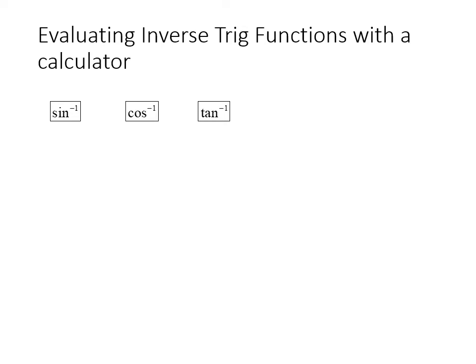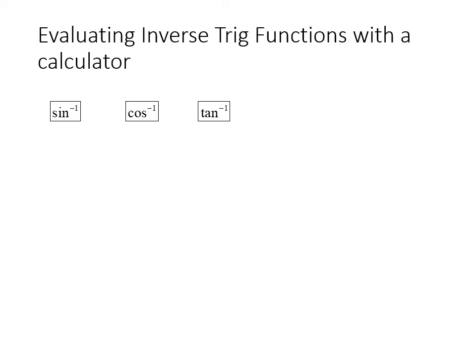Your calculator has 3 trig function values on it. It has sine, cosine, and tangent. And so you should be able to do the inverse sine, the inverse cosine, and the inverse tangent using your calculator as well. Typically those buttons are on the same button as sine, cosine, and tangent, but you have to use the function or shift or second button on your calculator to use these inverses.